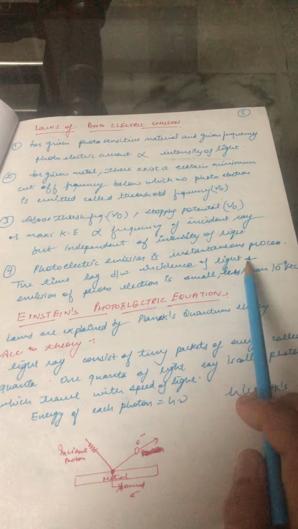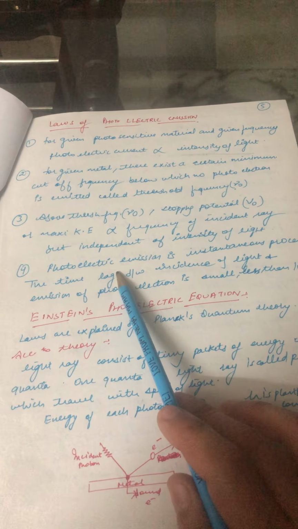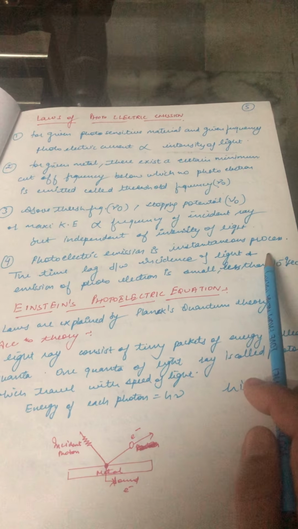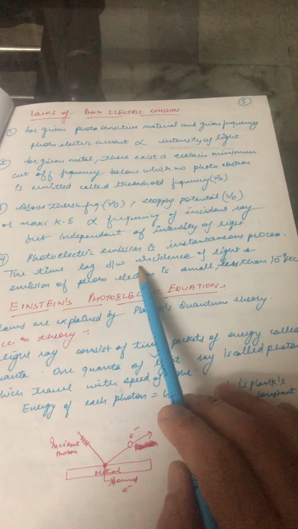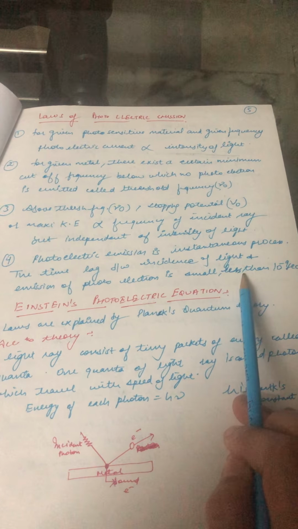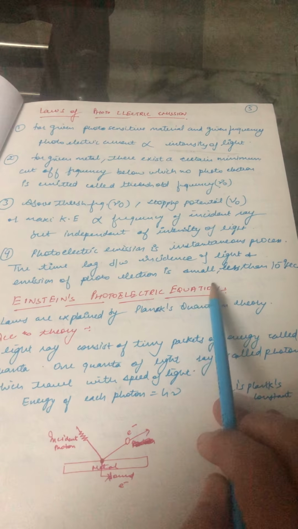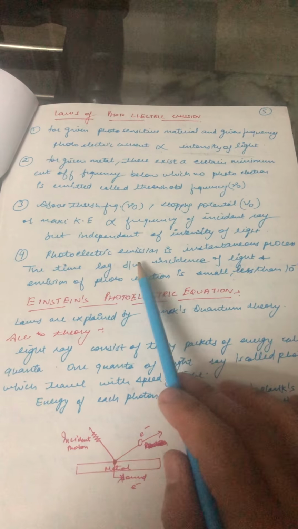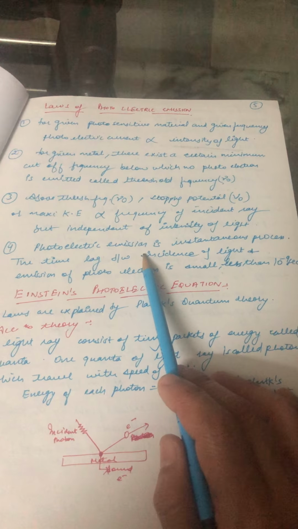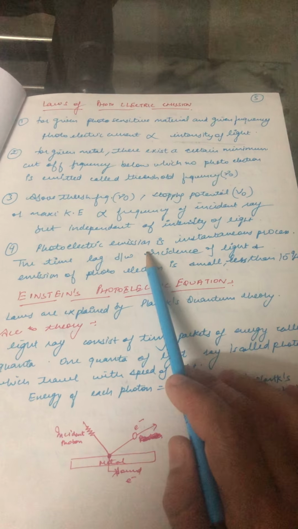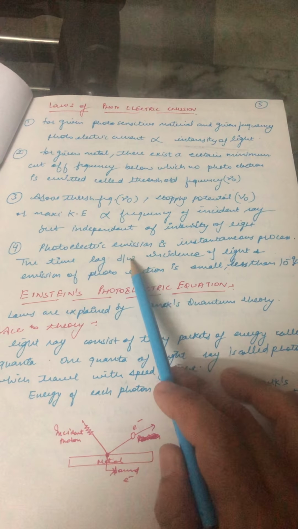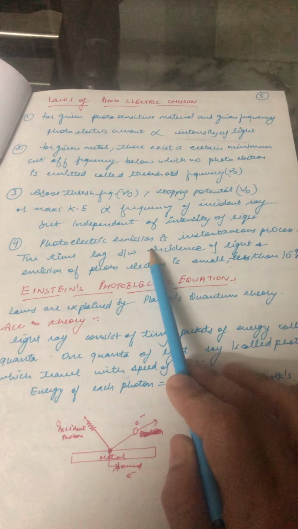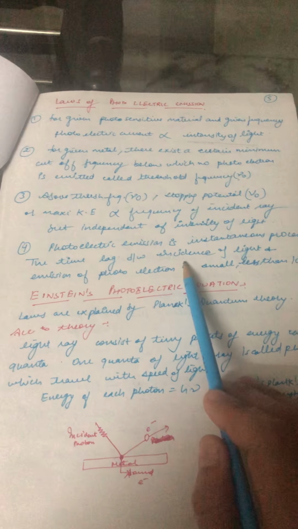Photoelectric emission is an instantaneous process. This is the last law of photoelectric emission. Instantaneous means the time lag between the incidence of the light and the emission of the photoelectron is small, less than 10⁻⁹ second. Actually, the photoelectric process is a one-to-one process. One-to-one means when one photon falls on the metal, one electron will be ejected immediately. That's why the time lag is very, very small.